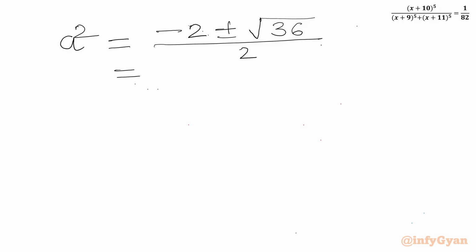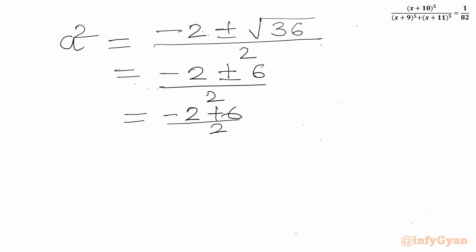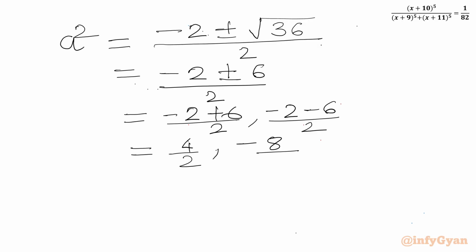Now I can write minus 2 plus minus square root 36 is 6 over 2. With plus sign in between, we'll be getting minus 2 plus 6 over 2, which will give us 4 over 2. And with minus sign, we will write minus 2 minus 6 over 2, and here I will write minus 8 over 2. So the values of a square will be equal to 2 and negative 4.